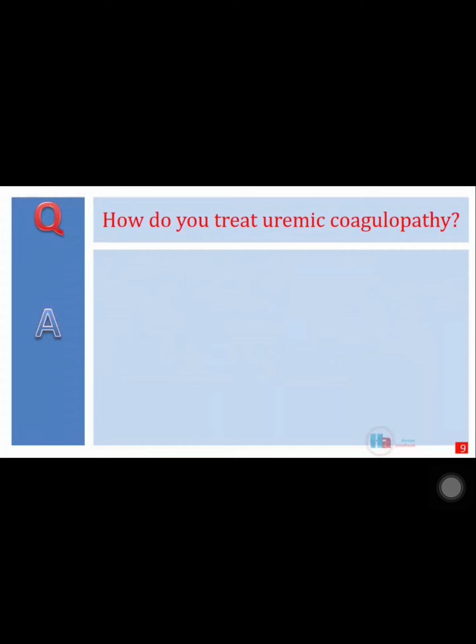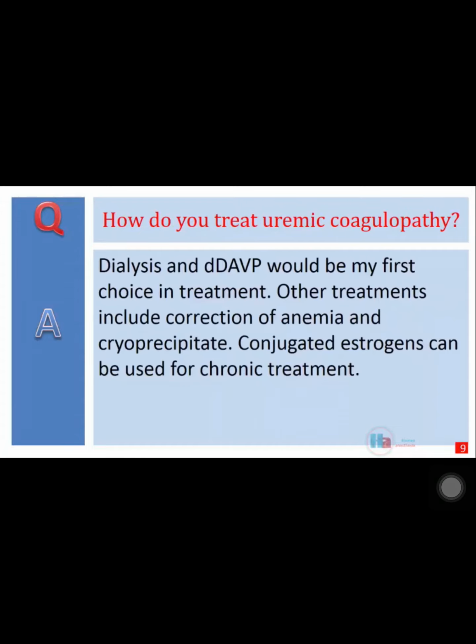How do you treat uremic coagulopathy? Dialysis and DDAVP would be my first choice in treatment. Other treatments include correction of anemia and cryoprecipitate. Conjugated estrogens can be used for chronic treatment.